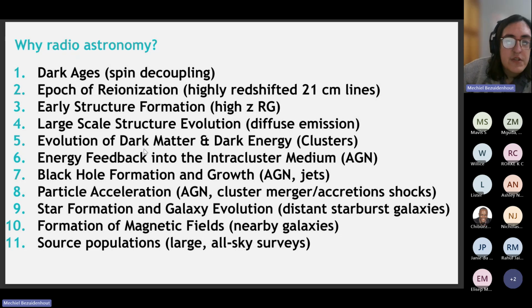You can study formation of stars and galaxy evolution by looking at distant starburst galaxies. If you look at some nearby galaxies, you can study how magnetic fields form in the universe and how they propagate. And then you can do these big all sky surveys, meaning you look at the whole sky to try to understand the different populations of different sources and how they work and how they form. So these are just some of the big questions that radio astronomy can help us answer.